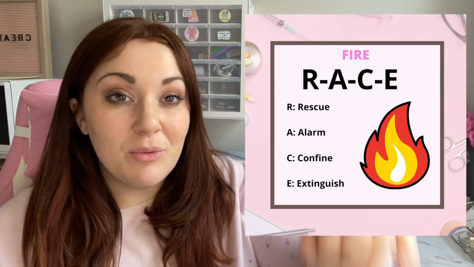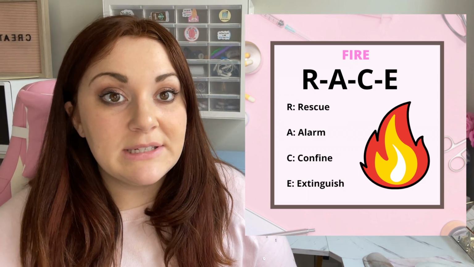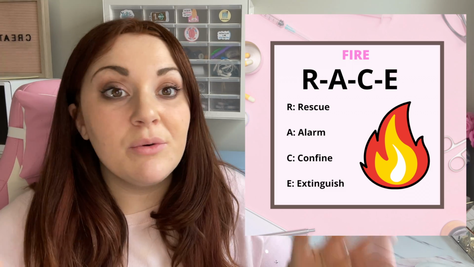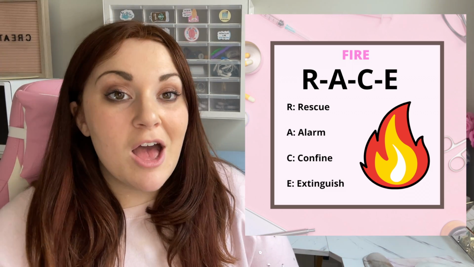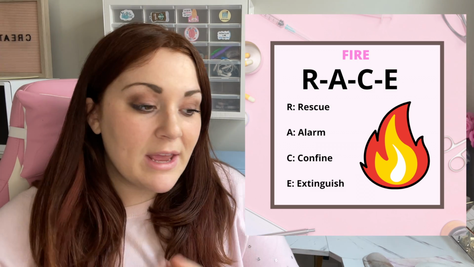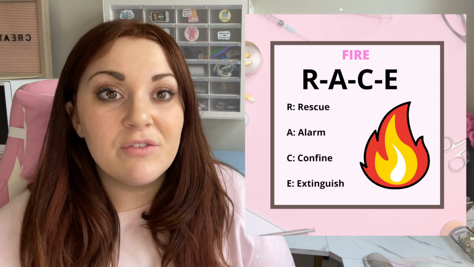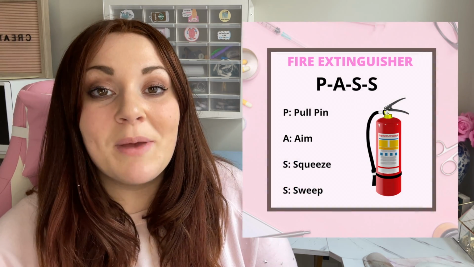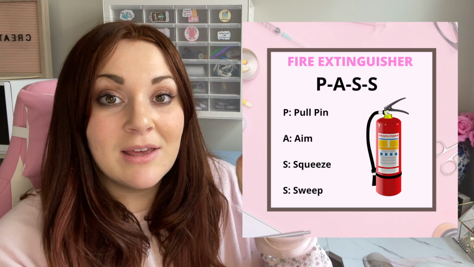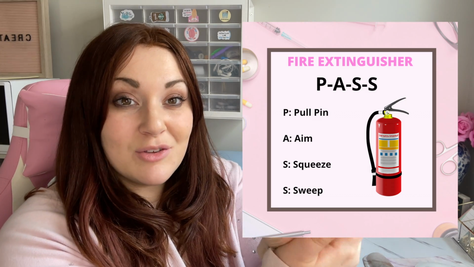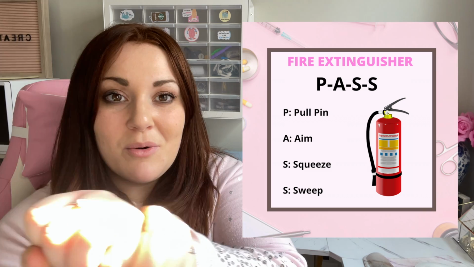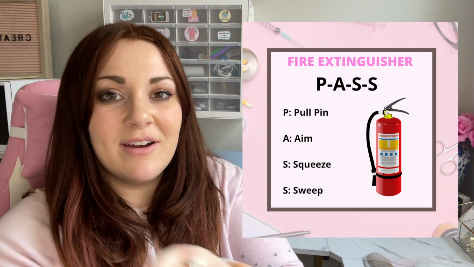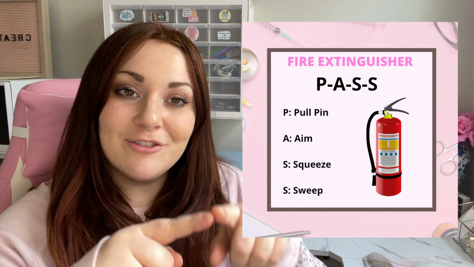A is alarm, so you want to pull that alarm. C stands for contain or confine the fire by closing doors and windows, making sure you keep the fire in one area. And then E stands for extinguish the fire if possible. And so if you are going to use a fire extinguisher for the first time, just remember PASS. So PASS stands for pull the pin, aim, squeeze, and then sweep. So we want to make sure we get all that fire out and keep everyone safe.